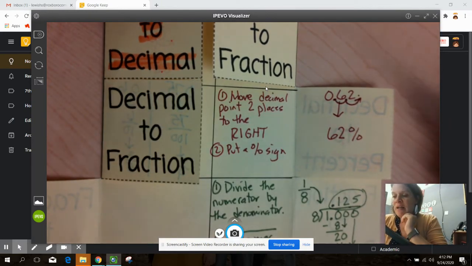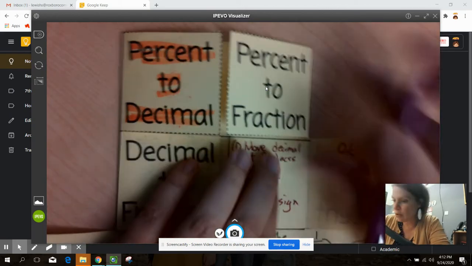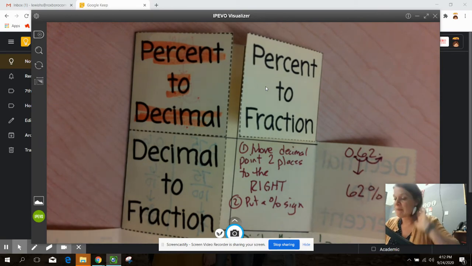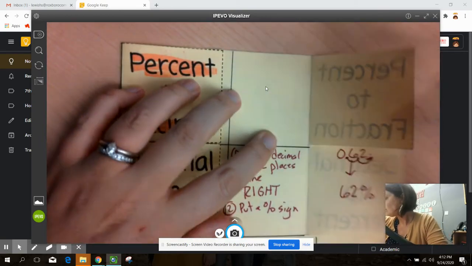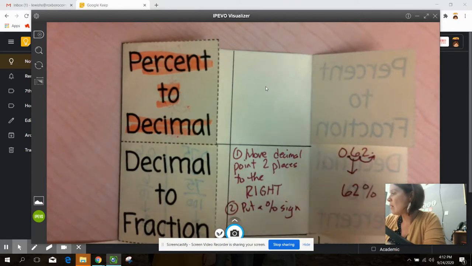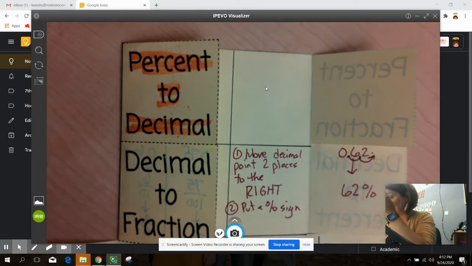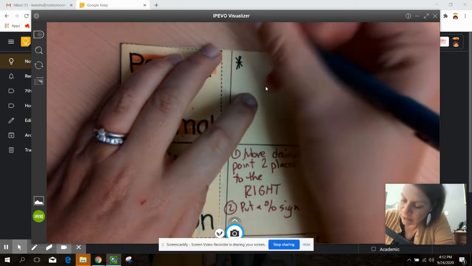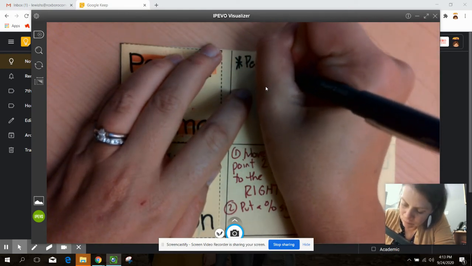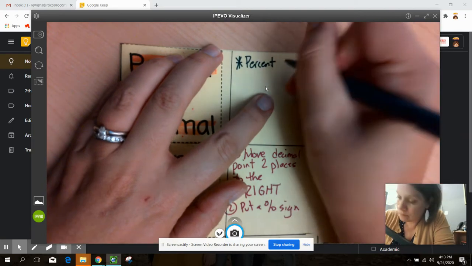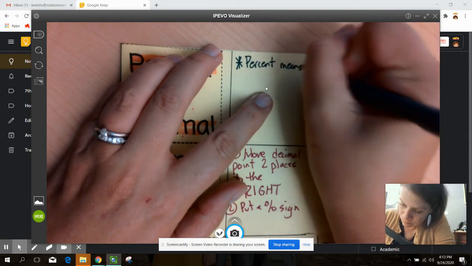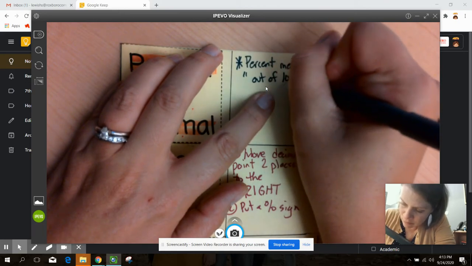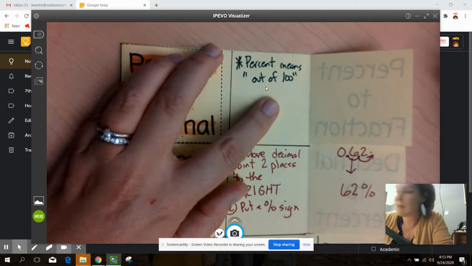All right. Let me go up to percent to fraction really quick. We'll just go that one, then we'll come to the last one for the last one. As a reminder, percent means, when we talked about this earlier, it means out of 100. Okay, percent means out of 100.